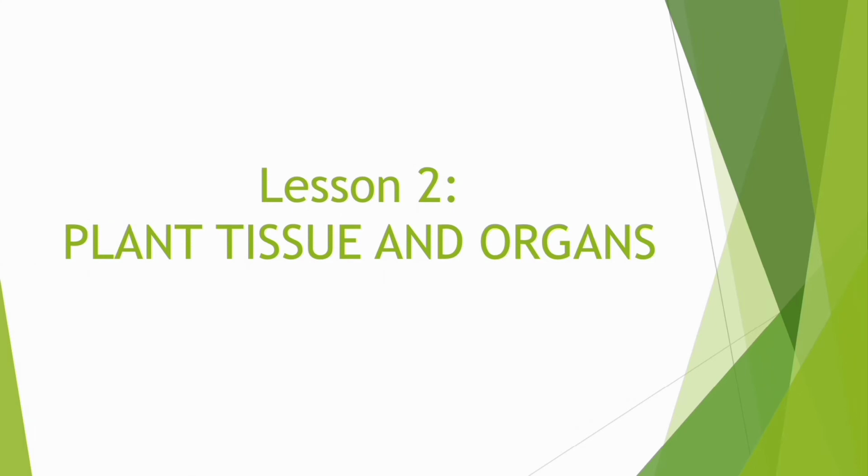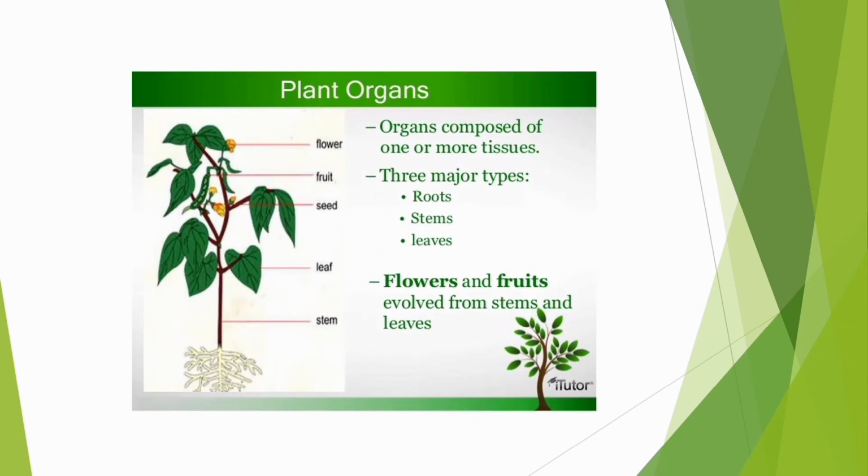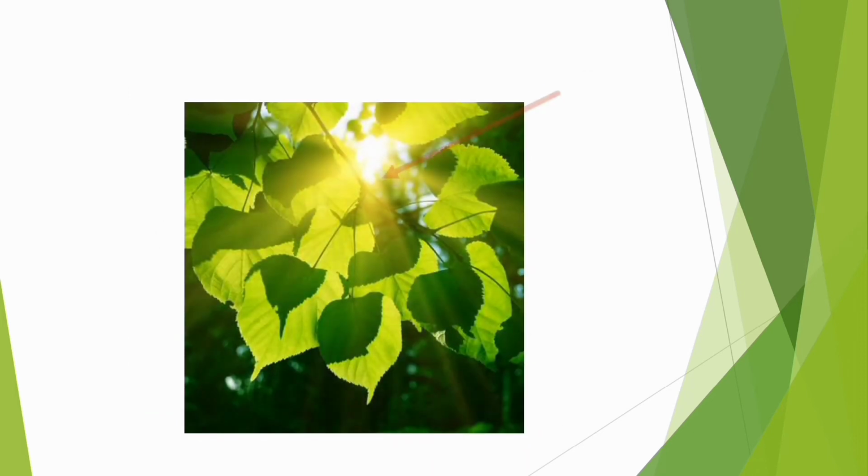Topic 2 is about plant tissue and organs. Plant organs include roots, stem, flowers, and leaves. Organs are composed of one or more tissues. Flowers and fruits evolved from stems and leaves. Leaves help carry out photosynthesis.